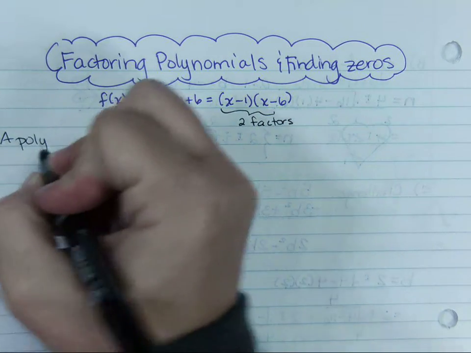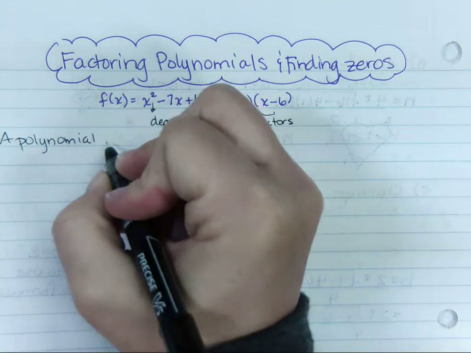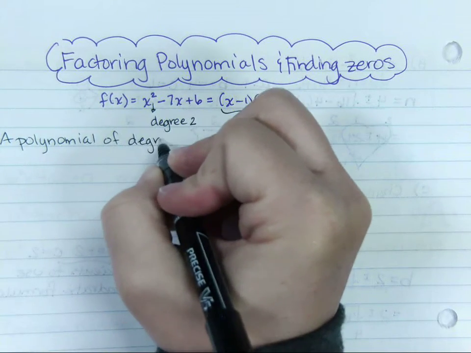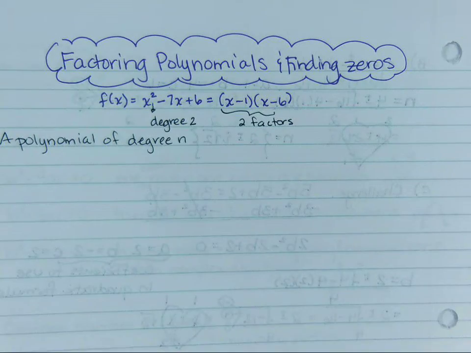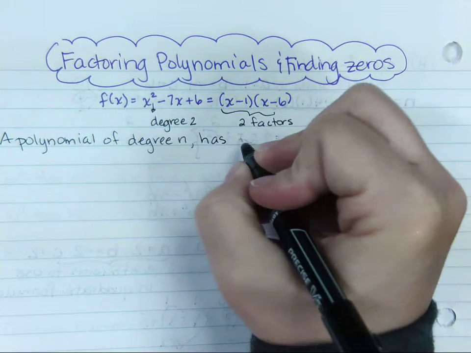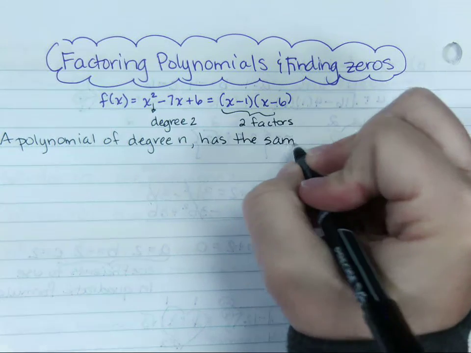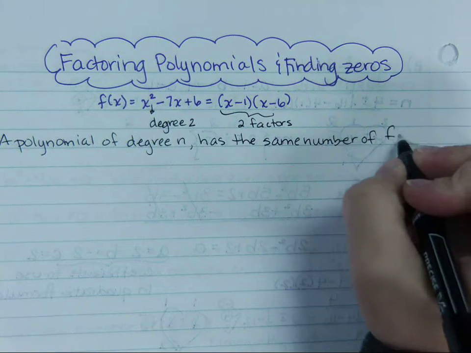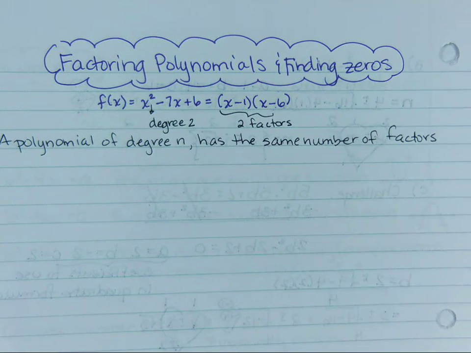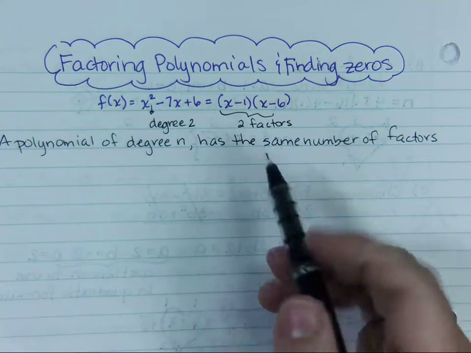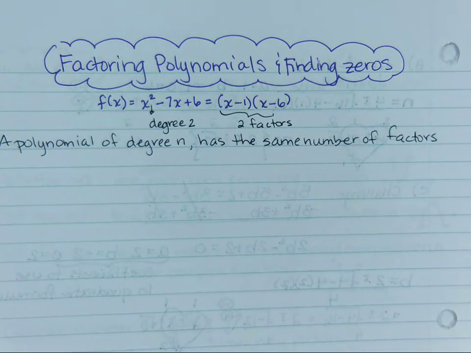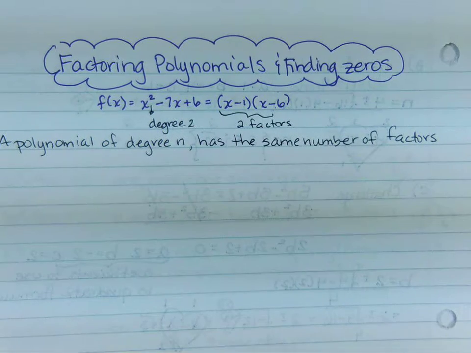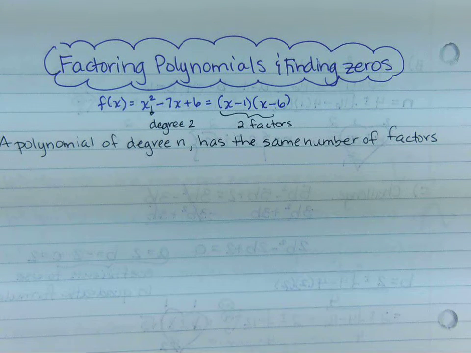So a polynomial of degree n, because n can stand for any degree, has the same number of factors. So if we have a third degree polynomial, we will be writing the product of 3 factors, fourth degree, 4 factors, and so on. So today we are going to be talking about factoring polynomials, but this is just the very beginning of our factoring.